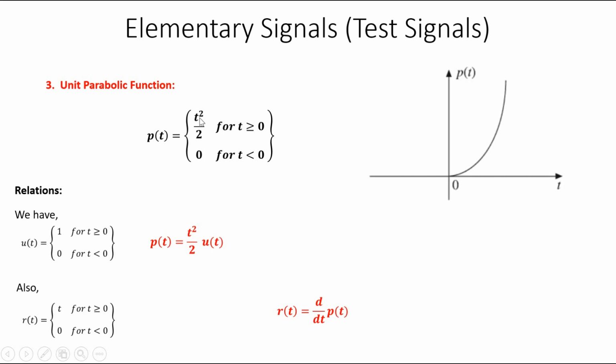In order to obtain this relation, we are defining the parabolic function as t square by 2. Though it is a unit parabolic function, we are taking the amplitude as 1 by 2 in order to obtain this relation. And if you take the reverse of this, p of t is equal to the integral of r of t.